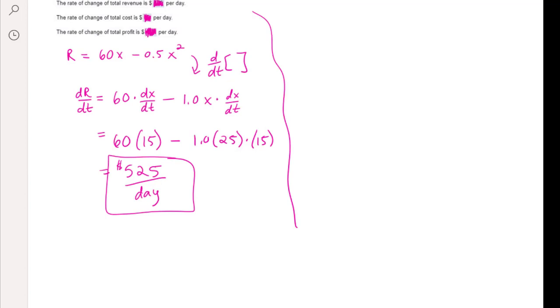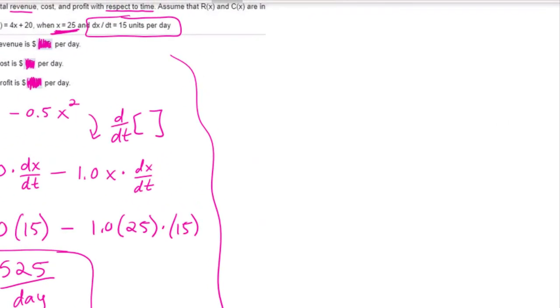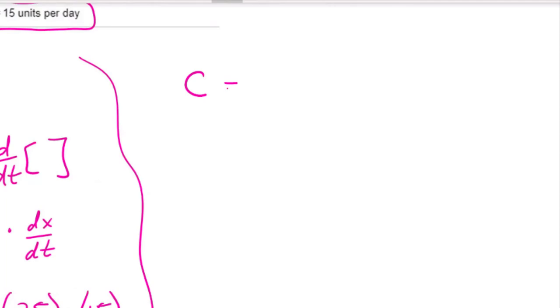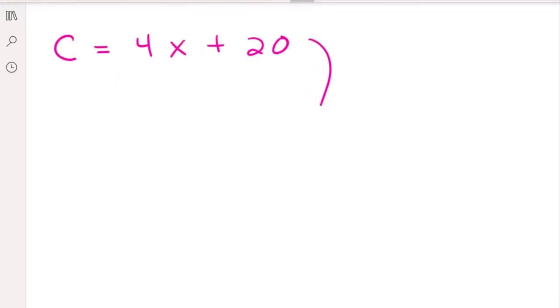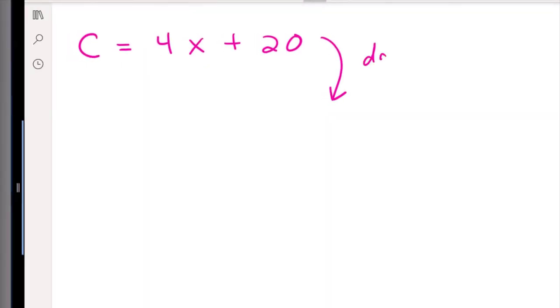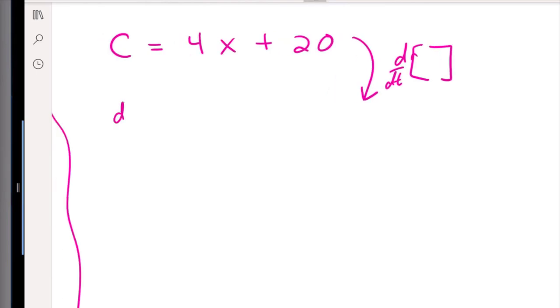Very similar way. And then once you get revenue and cost, of course, you can subtract those two to get profit. So for cost, they give us a cost equation of 4x plus 20. So that's our cost equation. I'm just going to write C equals 4x plus 20. And then I want to take the derivative with respect to time of both sides. Okay, this will give us dC/dt over here, the derivative of cost with respect to time.